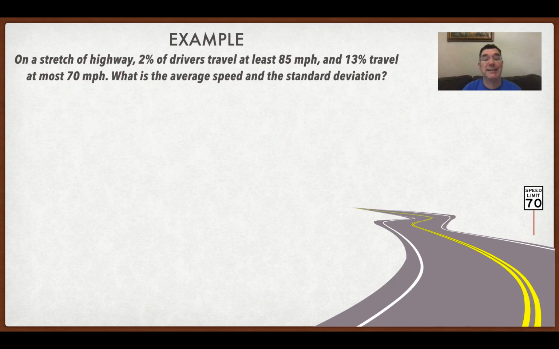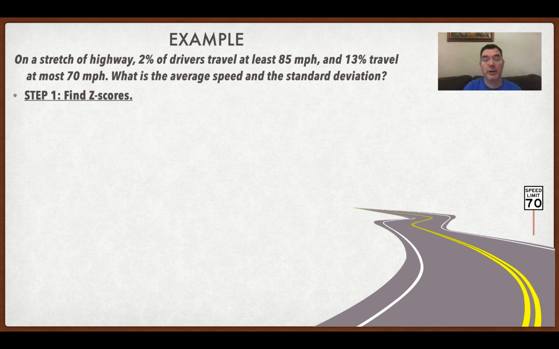All right, so in a last example, we know that 2% of the drivers travel at least 85 miles per hour and 13% of them travel at most 70 miles per hour. So what is the average speed and what is the standard deviation? So now I don't know the mean and I don't know the standard deviation. So I have to figure out both.